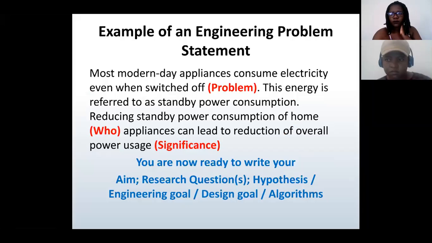And then lastly, I've given you an example of an engineering problem statement. Most modern day appliances consume electricity even when switched off. This energy is referred to as standby power consumption. Reducing standby power consumption of home appliances can lead to reduction of overall power usage. The problem here is that even when appliances are switched off, they still consume electricity.